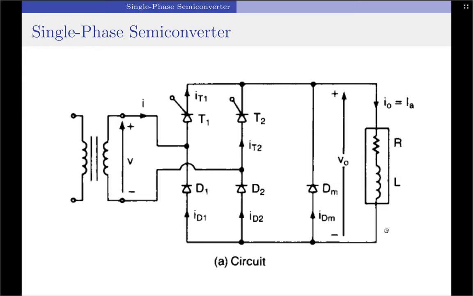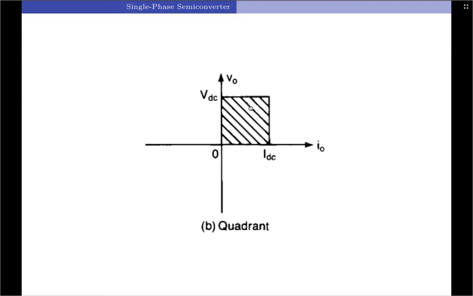Now what about the voltage when T1 and D2 are conducting? A positive voltage is connected across the load, and when T2 and D1 are conducting, once again a positive voltage is connected across the load, because if you look at this, this is nothing but a bridge rectifier. So the output voltage is also always positive. So that is why you will get a quadrant operation such as this for a single phase semi converter.